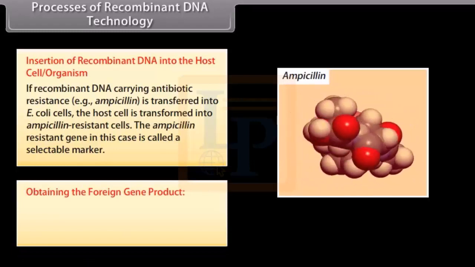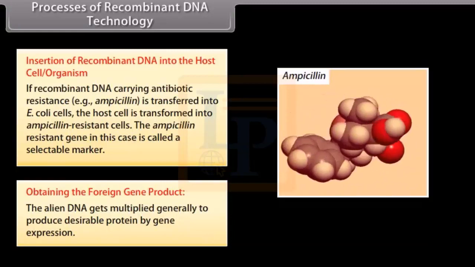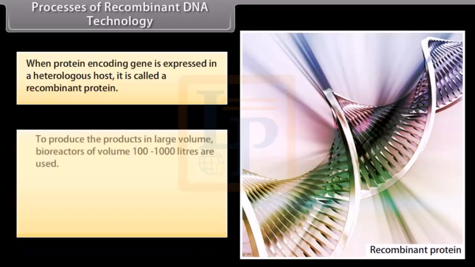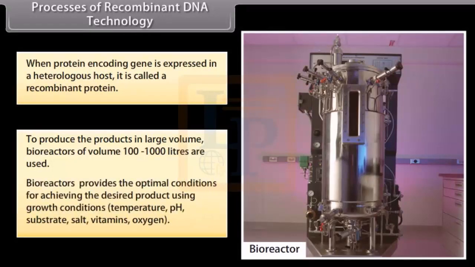Obtaining the foreign gene product. The alien DNA gets multiplied, generally to produce desirable protein by gene expression. When a protein-encoding gene is expressed in the heterologous host, it is called a recombinant protein. To produce products in large volume, bioreactors of volume 100 to 1000 liters are used. Bioreactors provide the optimal conditions for achieving the desired product using growth conditions, temperature, pH, substrate, salt, vitamins, oxygen.